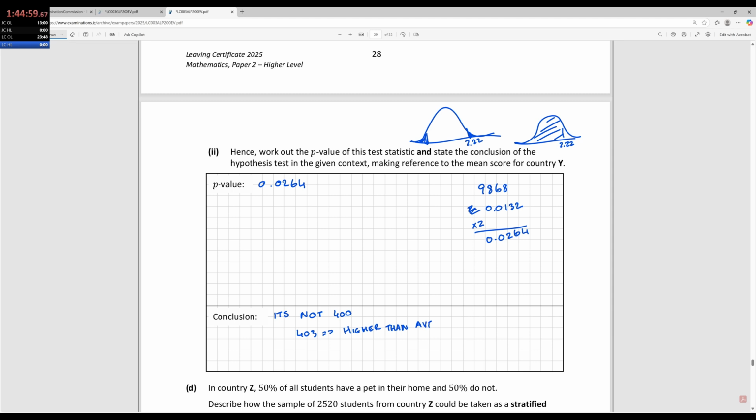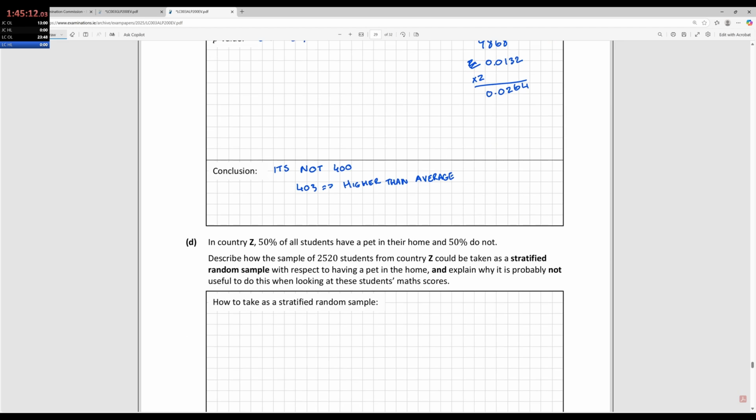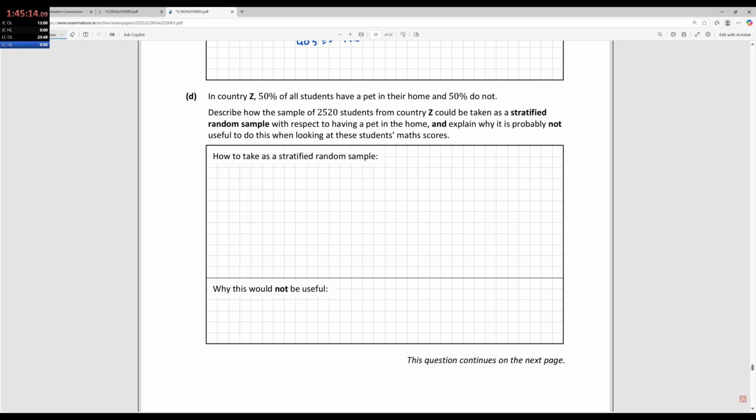Because if the p-value is below 5%, or 0.05, all it means is that it's not 400, but it still could be lesser than, it still could be more than. We just had to say, because it was 403, that it was actually higher than 400, rather than below.